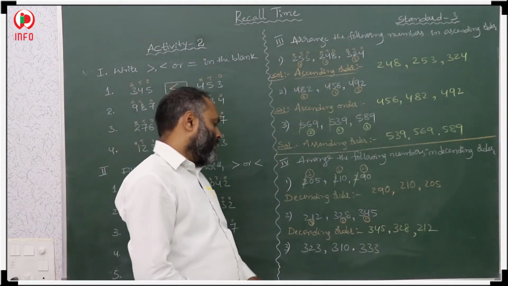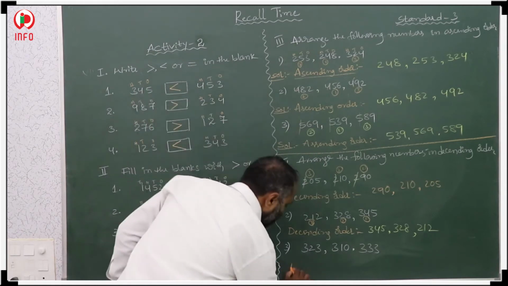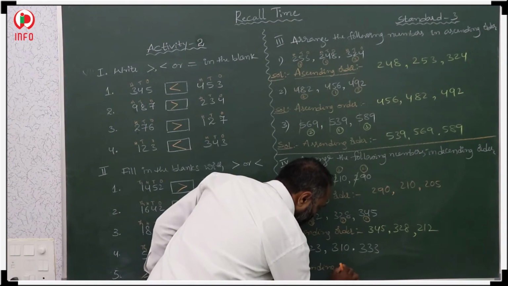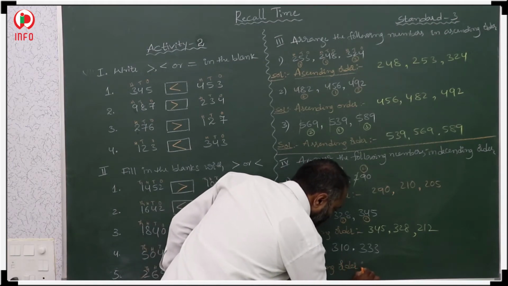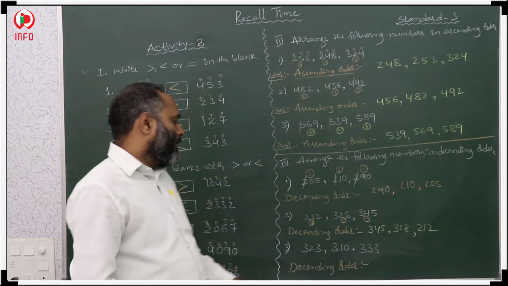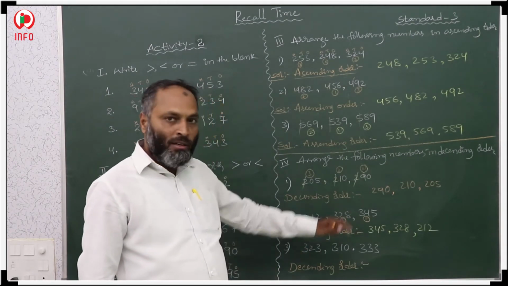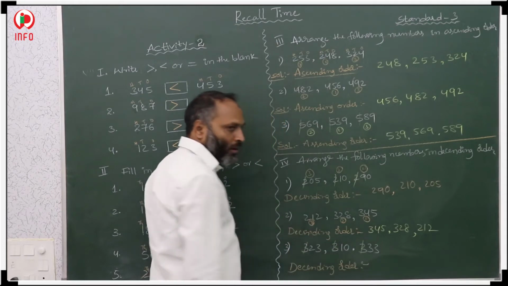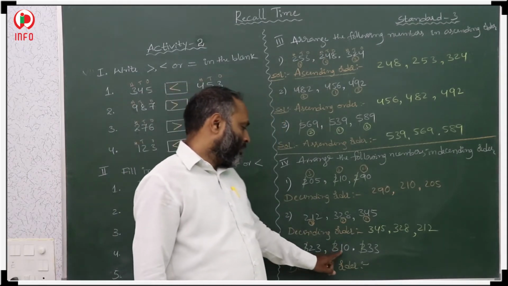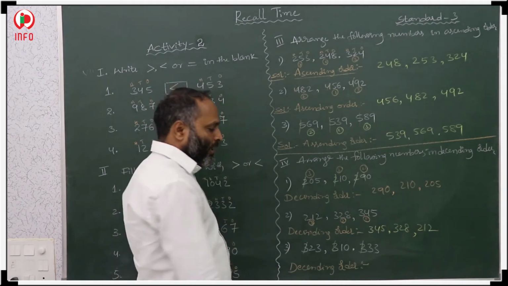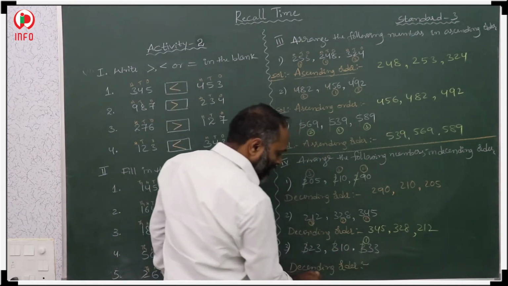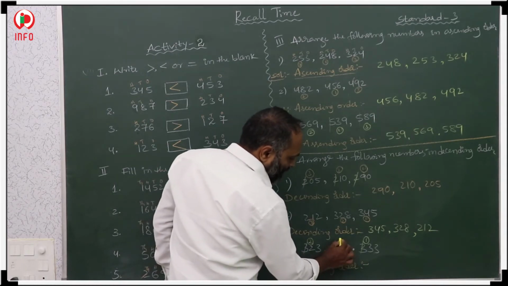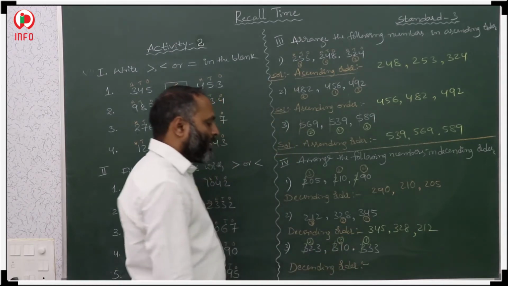Then the next, the last one, descending order. First we have to check from left to right. The first digit is 3, 3, 3. In all they are equal. Next 2, 1, 3. In 2, 1, 3, 3 is the bigger. This comes first. 2 is the next smaller one, and the smallest among all the 3 is 1.